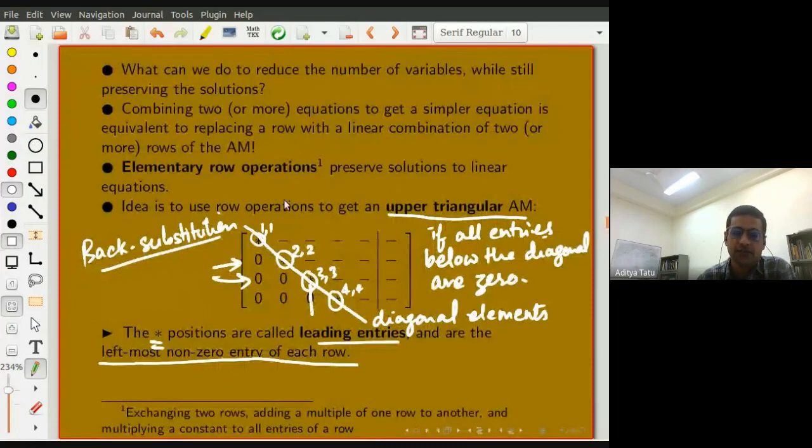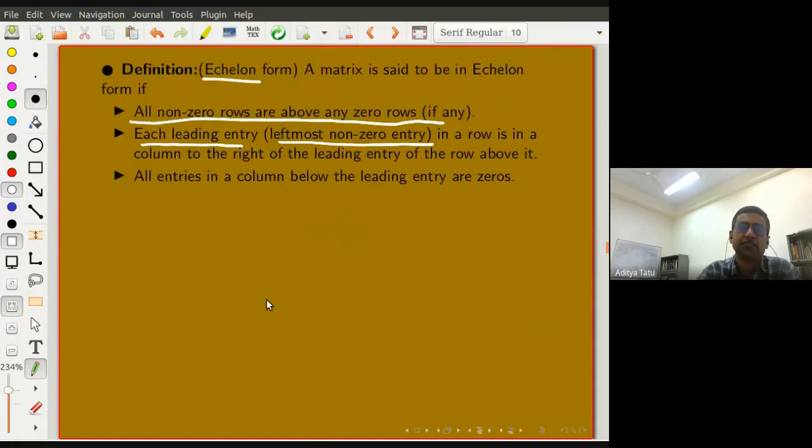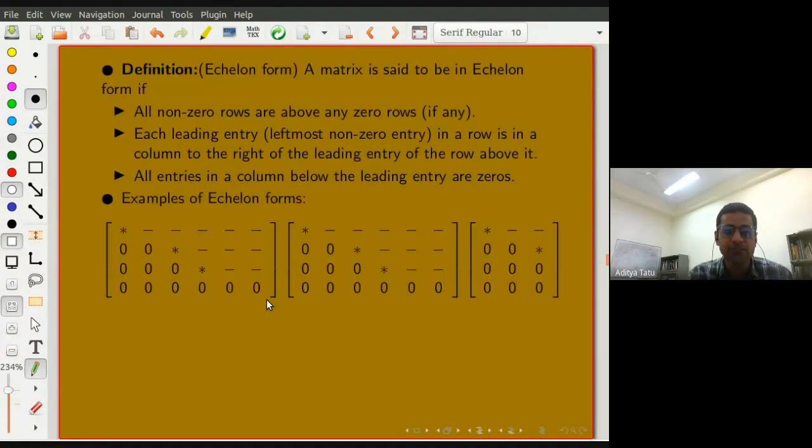Again, look at all these four leading entries. Here, of course, I'm assuming all these entries are non-zero. All entries in the column below the leading entry have to be zero. Then we say that that particular matrix is in the echelon form. I think I have examples of echelon form.